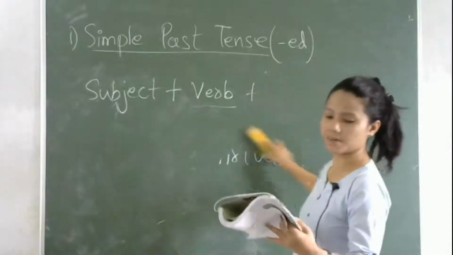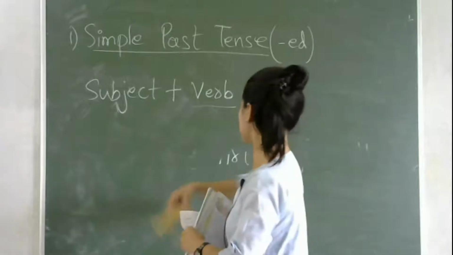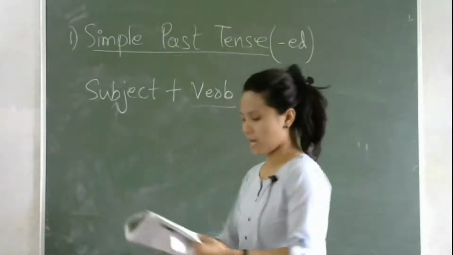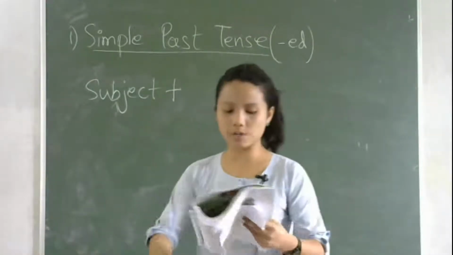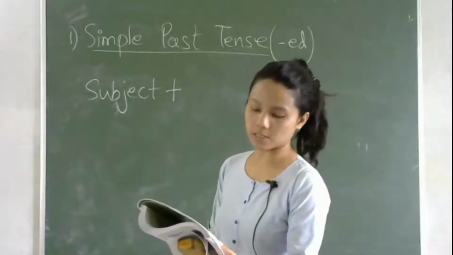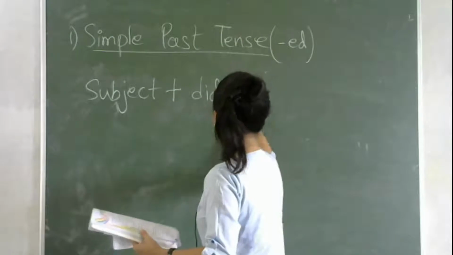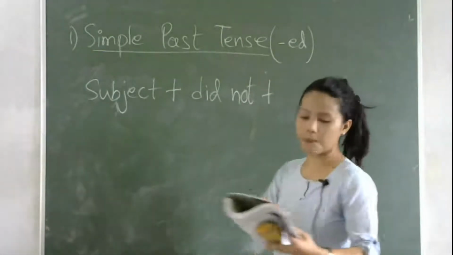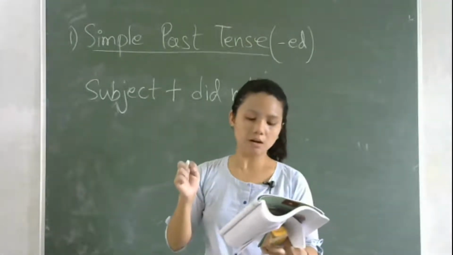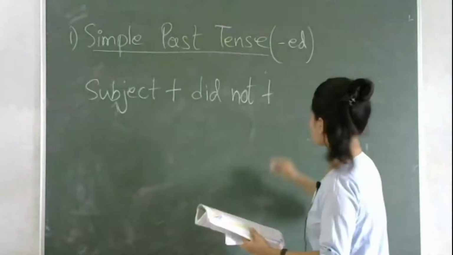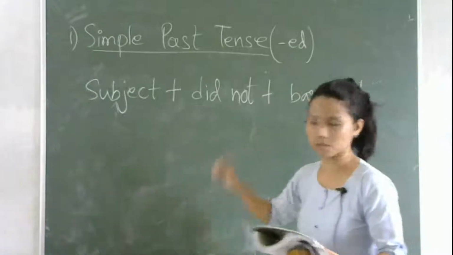In the second, you will see it says negative sentences. Why is it called negative? Because you will see here the structure is given: subject plus did not plus base form of the verb. Base again means the main verb. So, base form of the verb, base verb. I write it in short.